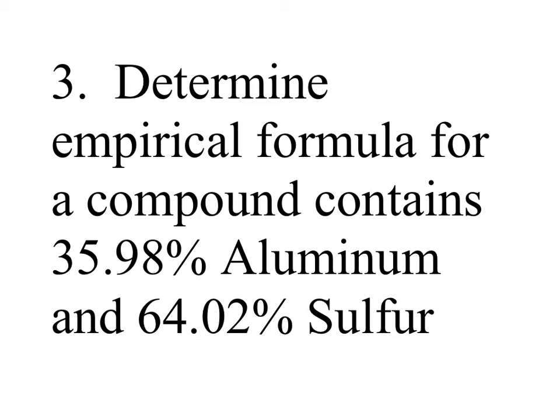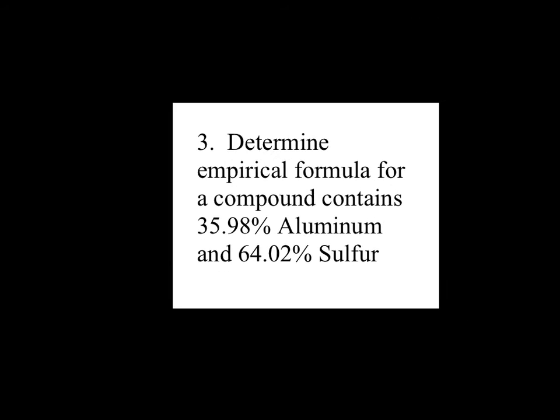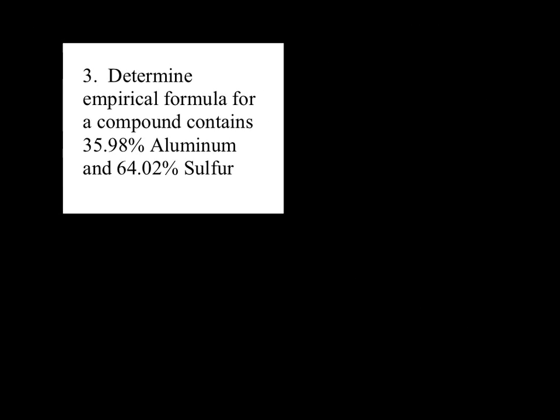Number 3, determine the empirical formula for a compound that contains 35.98% aluminum and 64.02% sulfur. So for a problem like this, if I give you the percentages like that, then you can assume that you have 100 grams of the substance. If I have 100 grams of the compound, then 35.98 grams of that 100 are aluminum. So the first step of finding an empirical formula is to take the mass of your elements and divide by the mass on the periodic table.